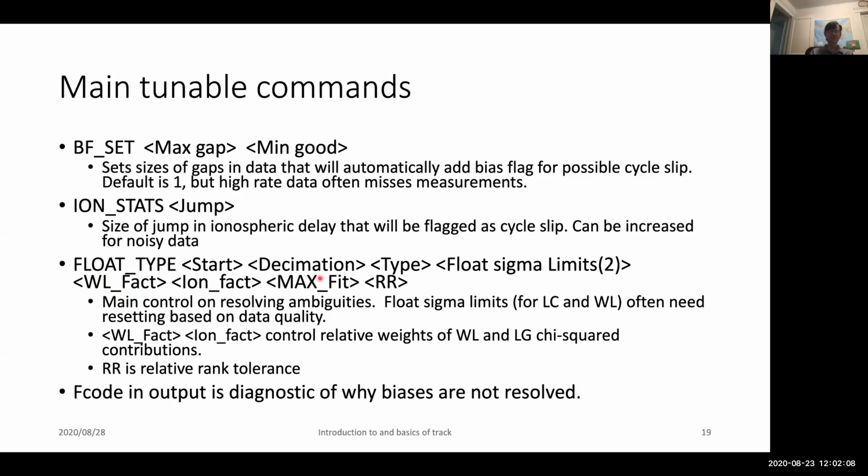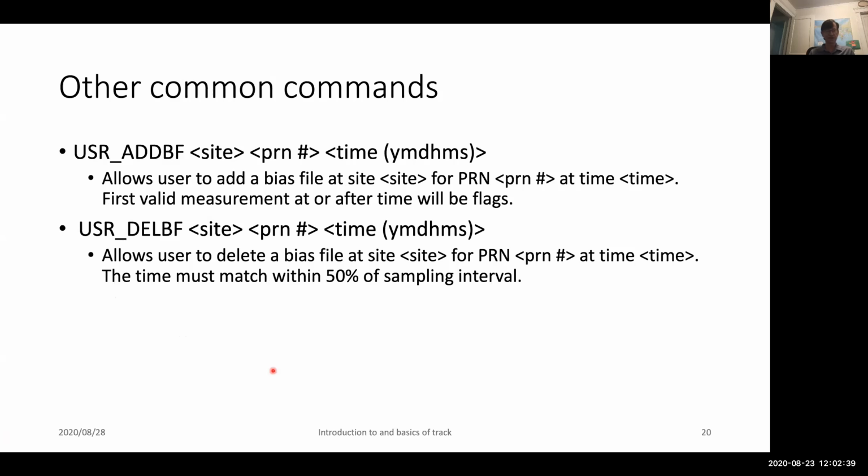And then the max fit essentially is a measure of what's the largest chi-squared that you will allow to happen and still resolve the integer ambiguity to its value, even if the contrast is really high. And then relative rank is the final relative rank value. And again, the value by default is fairly conservative. And so if you want to be more aggressive in ambiguity resolution, you can make that value lower. The way you work out how to do all of those things is through the F-code diagnostic, which comes out in the bias flag. And we'll talk about that in a second.